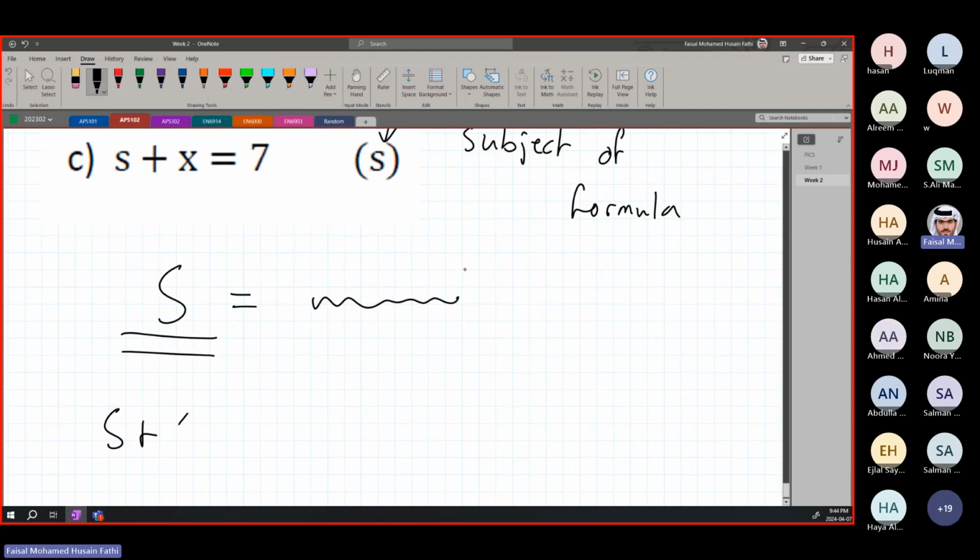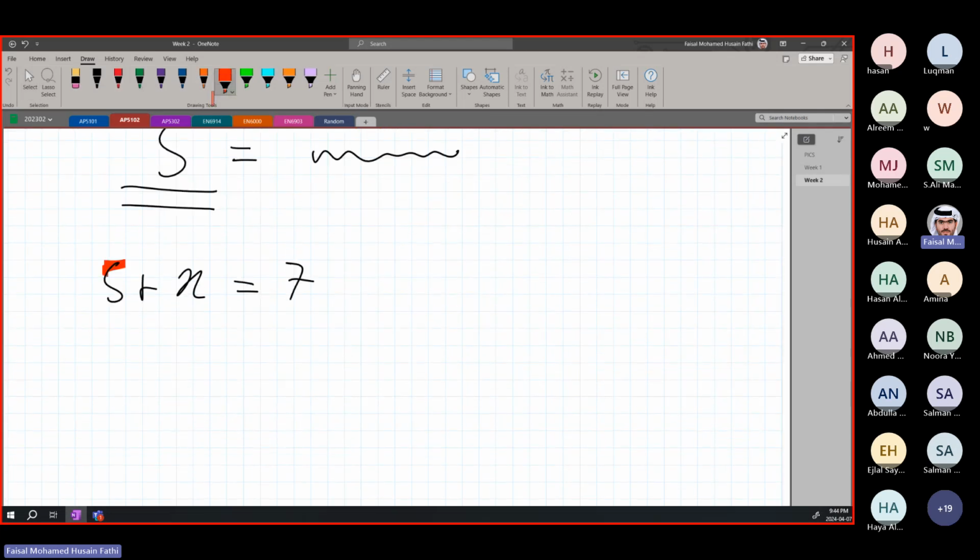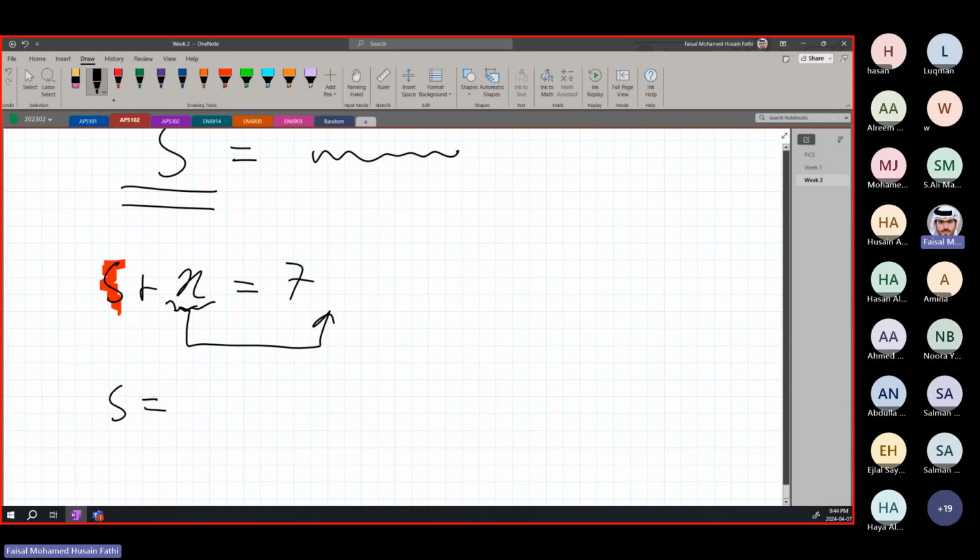So S plus X is equal to 7. How do we do this? We're going to leave S over here and we're going to move everything else to the other side. In this case, we only have this X. We're going to take it to the other side. So S is equal to 7. X is positive here. It's going to become negative here, minus X. This is what transposition is.